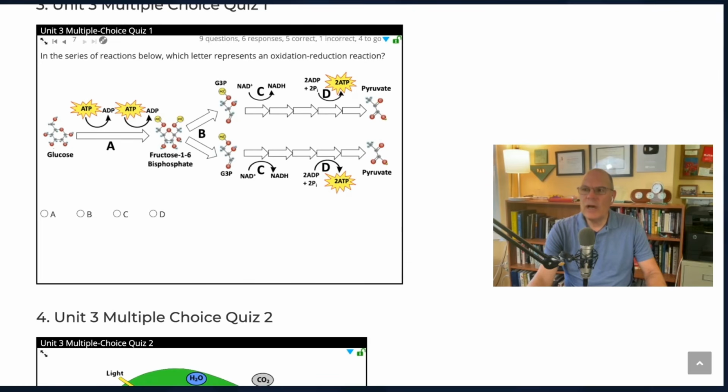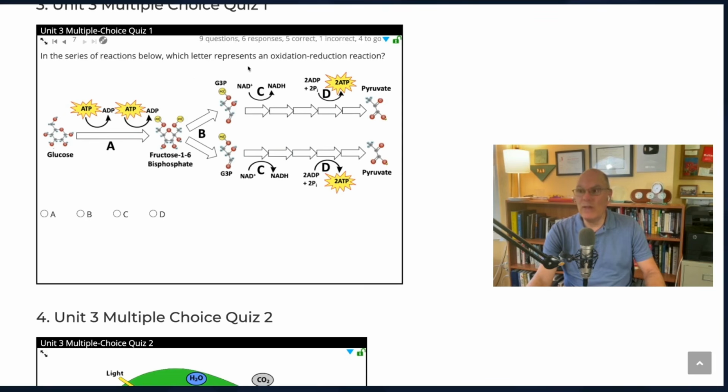In the series of reactions below, which letter represents an oxidation reduction reaction? The diagram that we're looking at is glycolysis. A shows ATP being added onto glucose. B shows fructose 1,6-bisphosphate being split into two G3Ps. C shows an enzyme converting NAD plus into NADH. D shows the cell oxidizing or using the chemical energy in G3P to generate two ATPs.